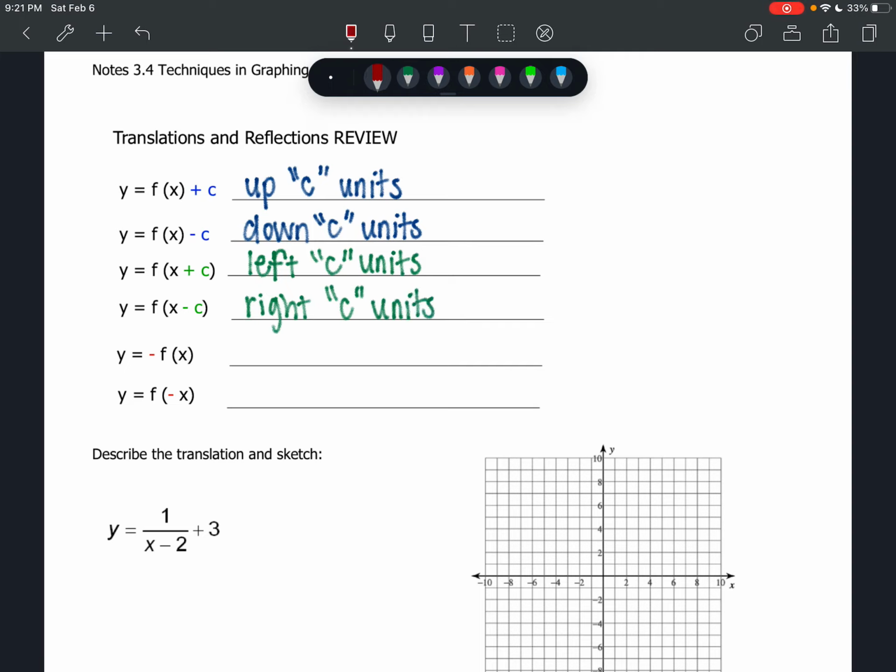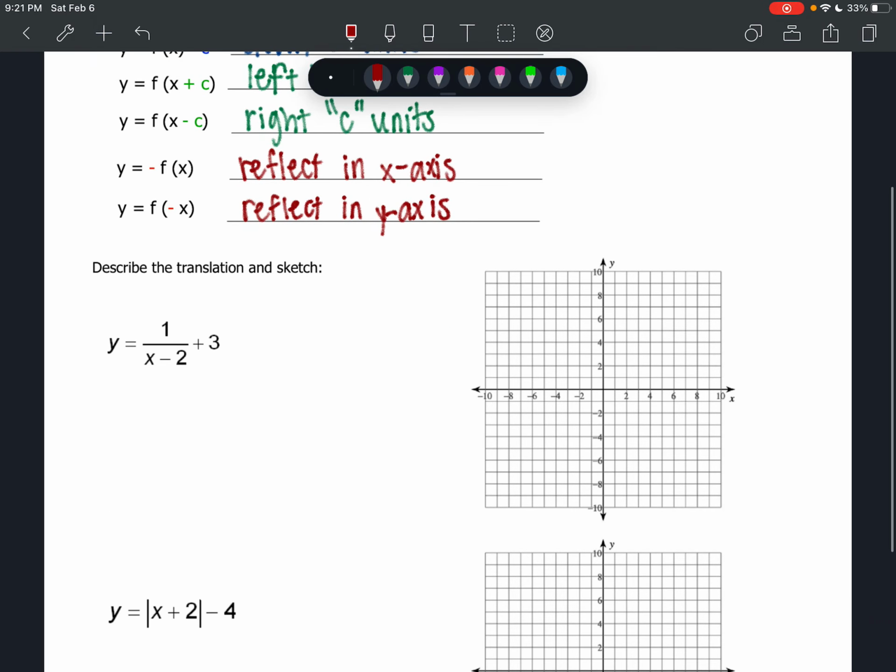A negative on the outside of the function is a reflect in the x-axis, and a negative on the inside of the function is a reflect in the y-axis. Now in the next video, we're going to describe this translation, and then we are going to sketch it.